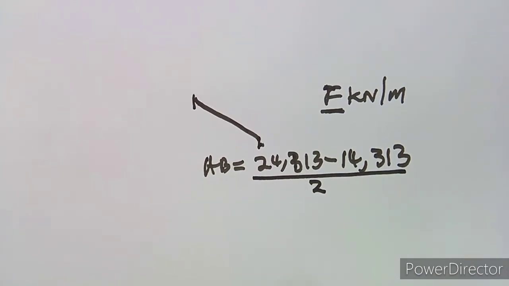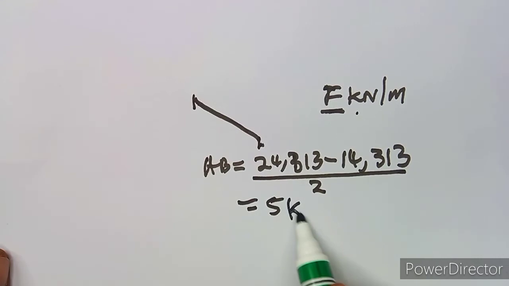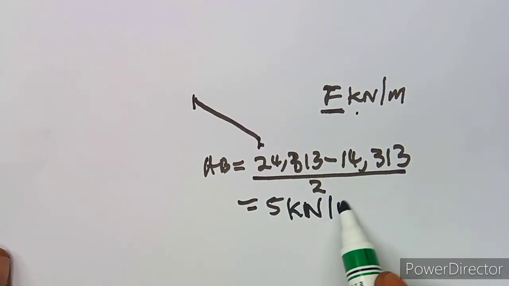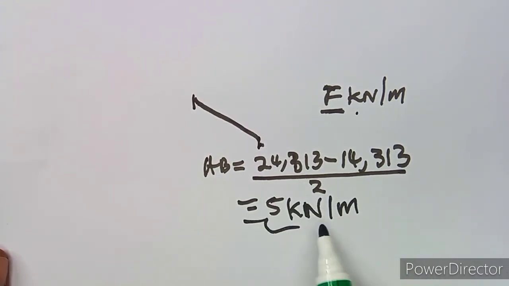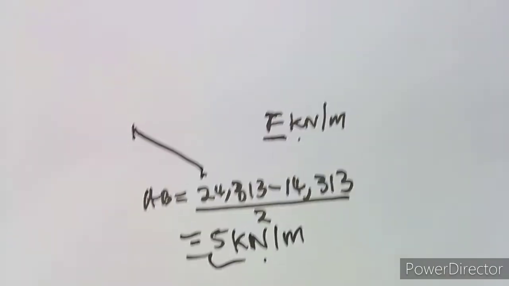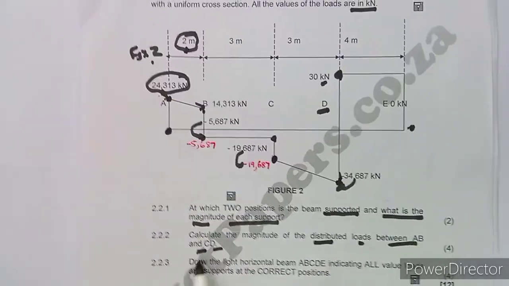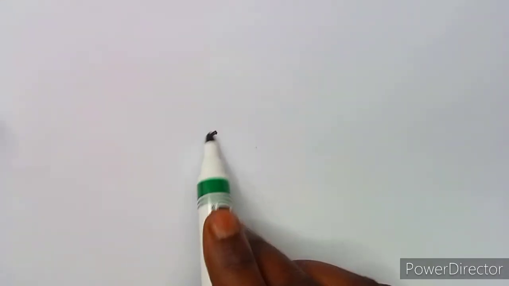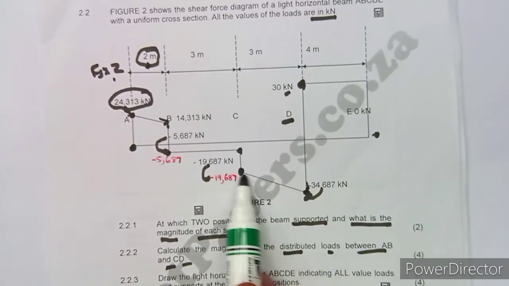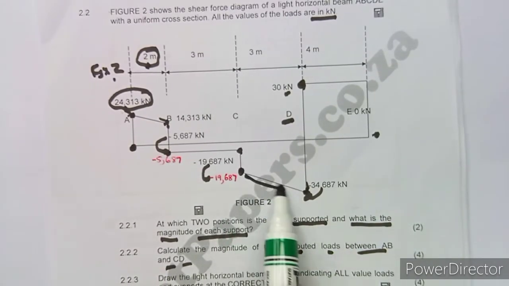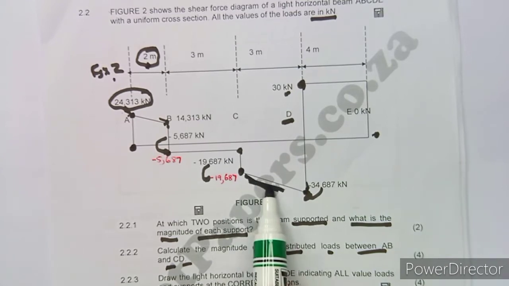All right, so that means at A, B, if you divide properly, guys, you're going to obtain something like 5. Remember, these are kilonewtons, so it's 5 kilonewton per meter. All right, so that is what is going to happen between A and B. We have got 5 kilonewton per meter. Let's move on to C and D. So you do the same at C and D. What are you going to do? You're going to subtract, find the difference between these two.